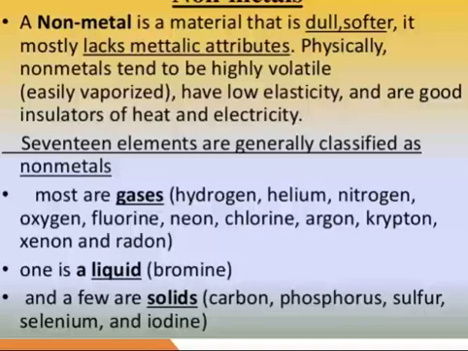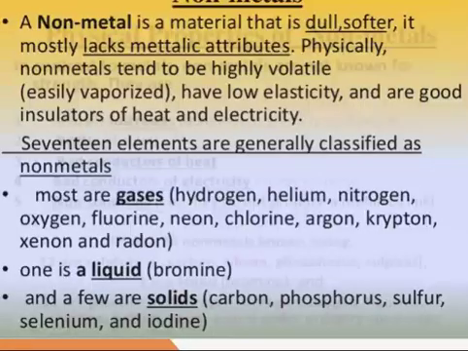There are 17 elements that are generally classified as nonmetals. Mostly they are gases, that is hydrogen, helium, nitrogen, oxygen, fluorine, neon, chlorine, argon, krypton, xenon and radon. And one is a liquid nonmetal, that is bromine, and a few others are solid. They include carbon, phosphorus, sulfur, selenium and iodine.